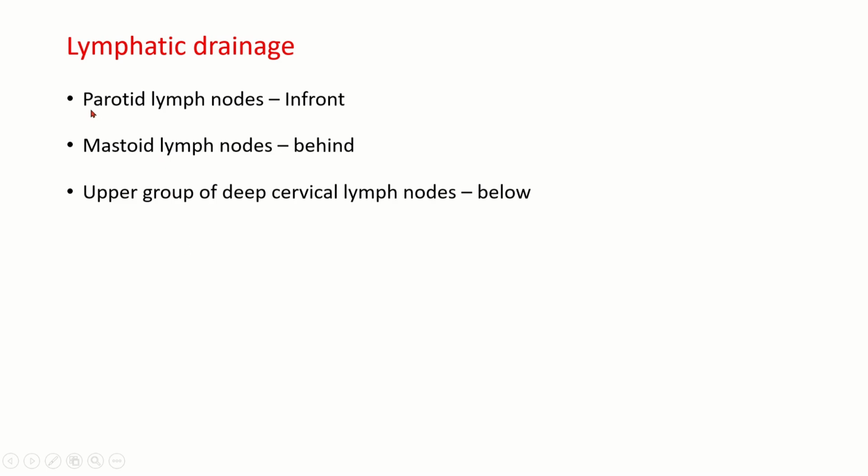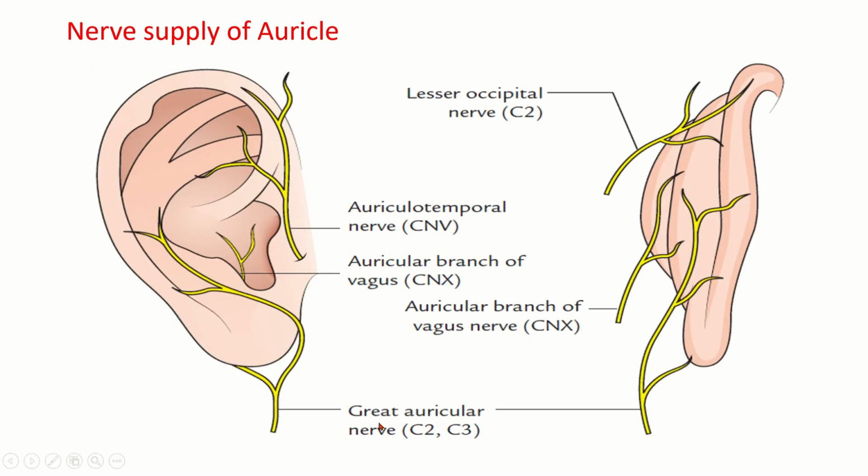So lymphatic drainage: anteriorly, parietal lymph nodes; posteriorly, mastoid lymph nodes; and inferiorly, the deep cervical lymph nodes, the upper group. So you can see here the cranial surface as well as the lateral surface.